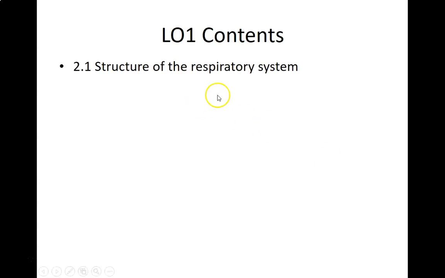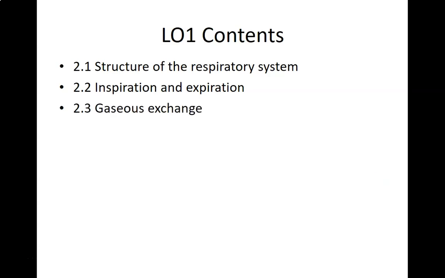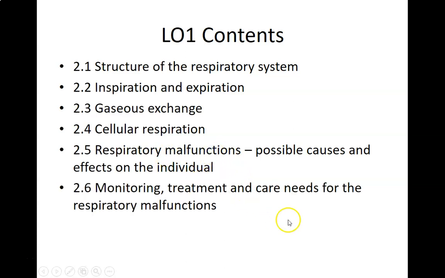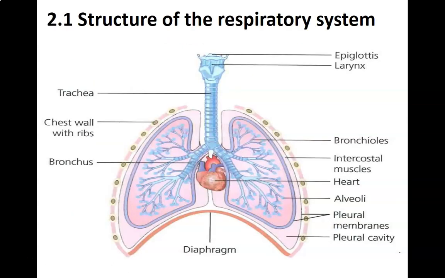So, contents that we need to be aware of. We need to know the structure of the respiratory system. We are going to be looking at the structure and function in terms of breathing, so inspiration and expiration. We are going to be looking at gaseous exchange, because we breathe in oxygen and expire carbon dioxide, but we need gaseous exchange to take place for that to occur. Cellular respiration. We're also going to be looking at the malfunctions and possible causes and effects on the individual who is dealing with these malfunctions, as well as monitoring, treatment and care needs for those individuals that are dealing with respiratory problems.